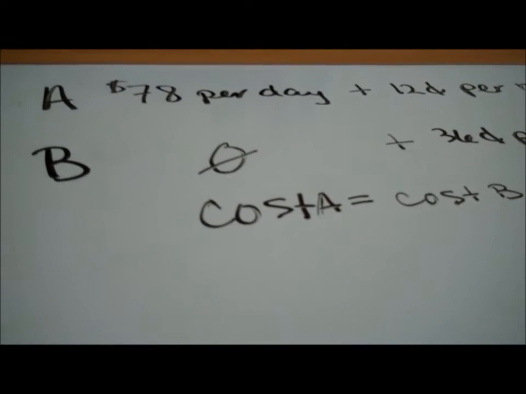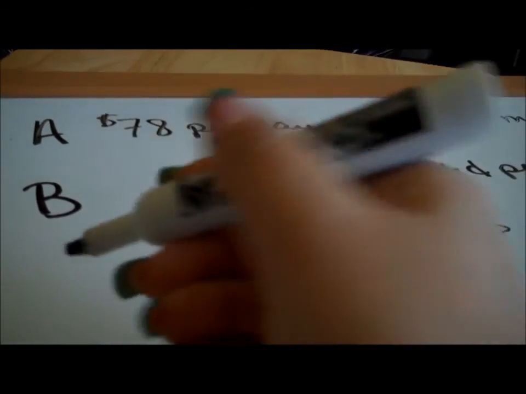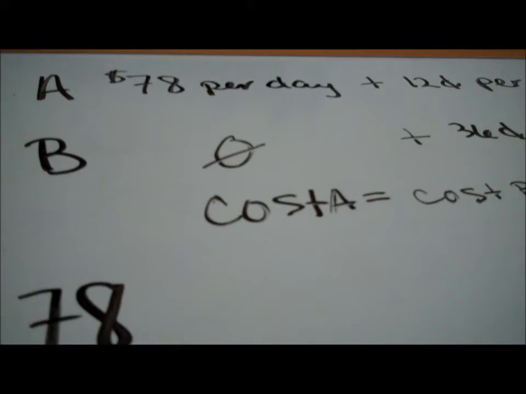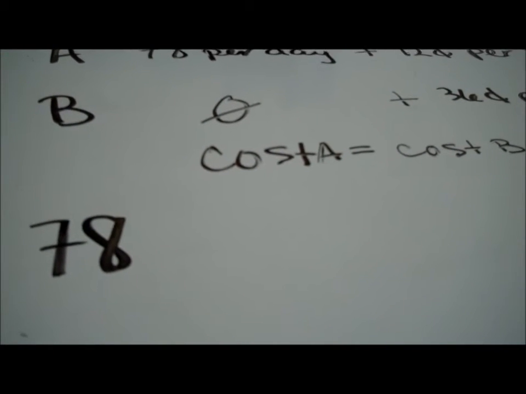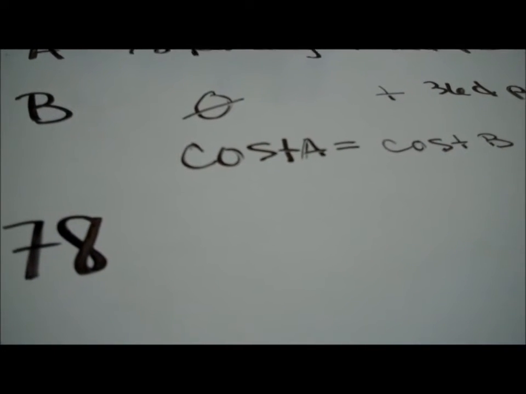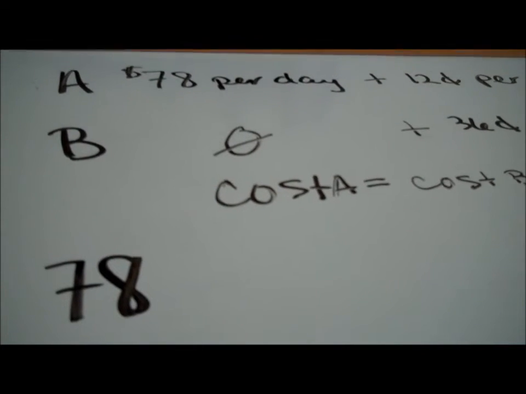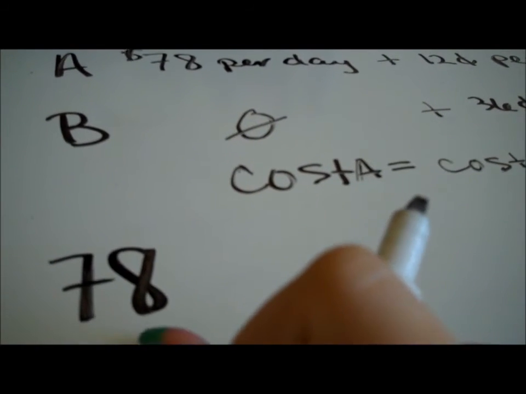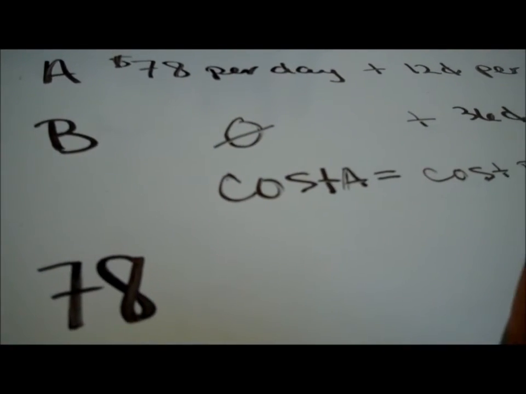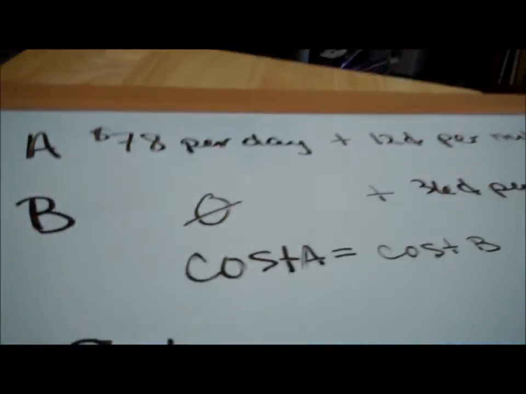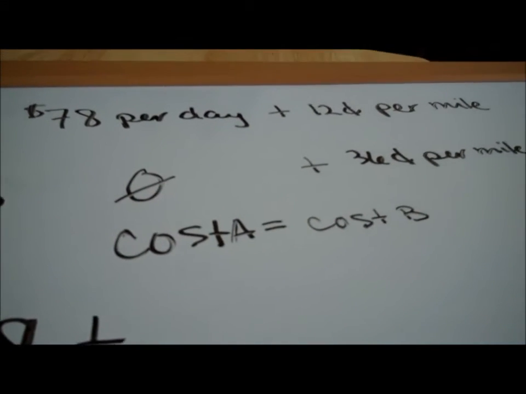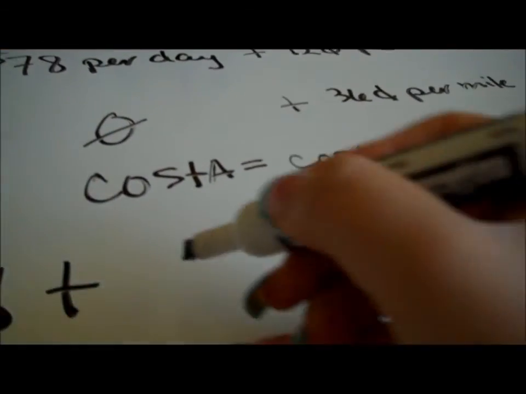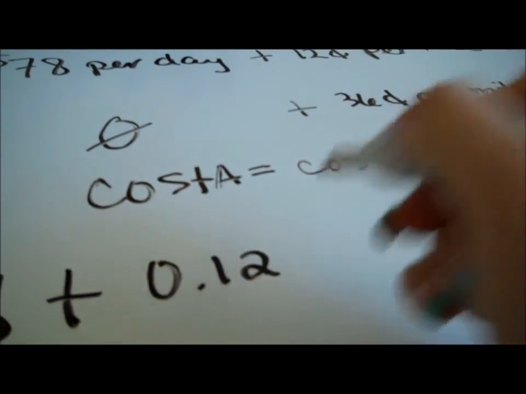So, part A, the cost for part A is $78 per day. And the question says, determine the number of miles that must be driven in one day to be the same. So I don't need to multiply this by a variable because we're just saying one day. So $78 times 1 is just going to be $78. But company A says that they're also going to charge 12 cents per mile. So we need to write that as a decimal. So 12 cents is 0.12.